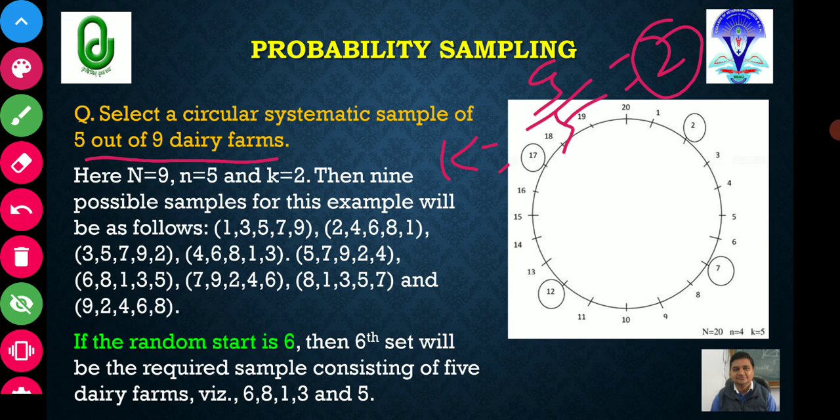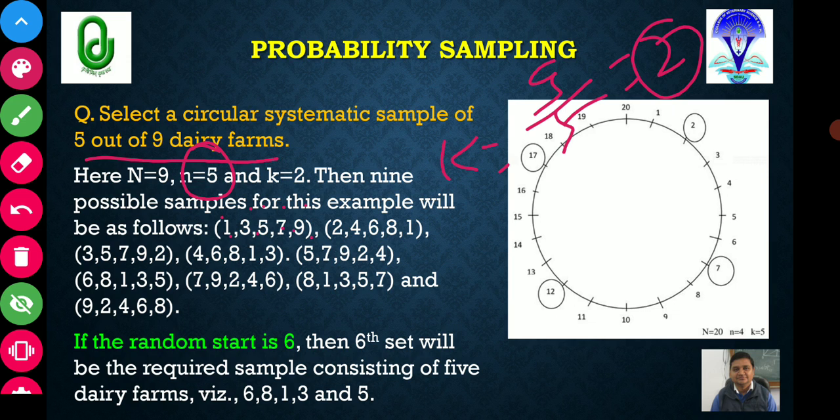So what we will do, we will choose any one from 1 to 2. Suppose I have started it from 1. So 1, then you add 2: 1, then 3, then 3 plus 2 is 5, then 5 plus 2 is 7, 7 plus 2 is 9. So your sample size is 5. We have already selected 1, 3, 5, 7, 9, total 5 samples.